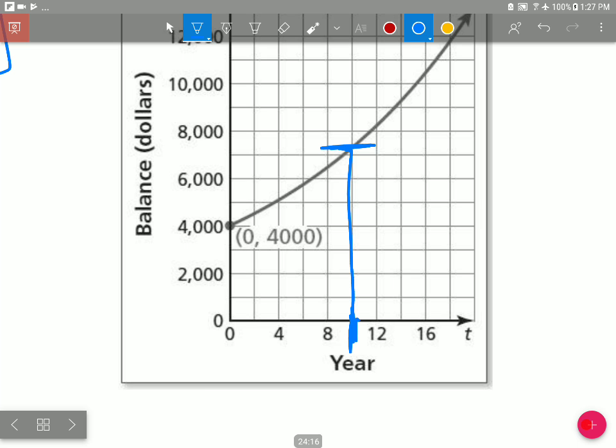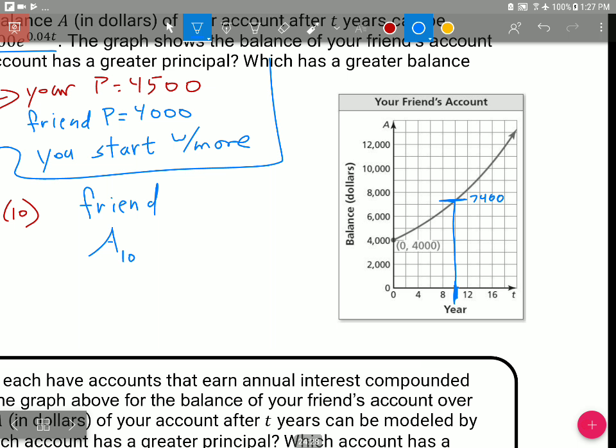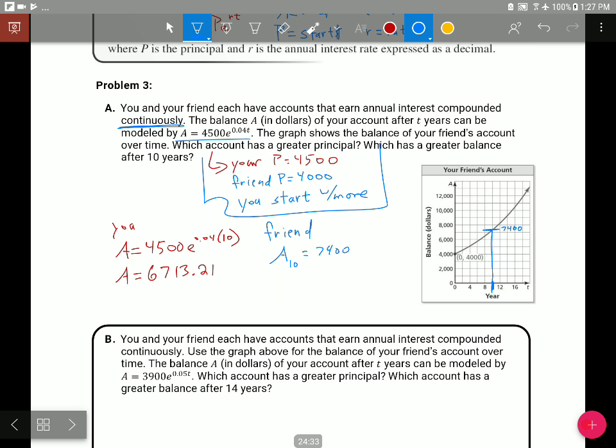What is that roughly? Is it halfway or is it less than halfway? Less than, so we'll say 7,400. It's a good enough guesstimate, okay? You can't do perfect. So your friend at A of 10 is 7,400. Who has more money at 10 years? Him. F has more at 10 years.